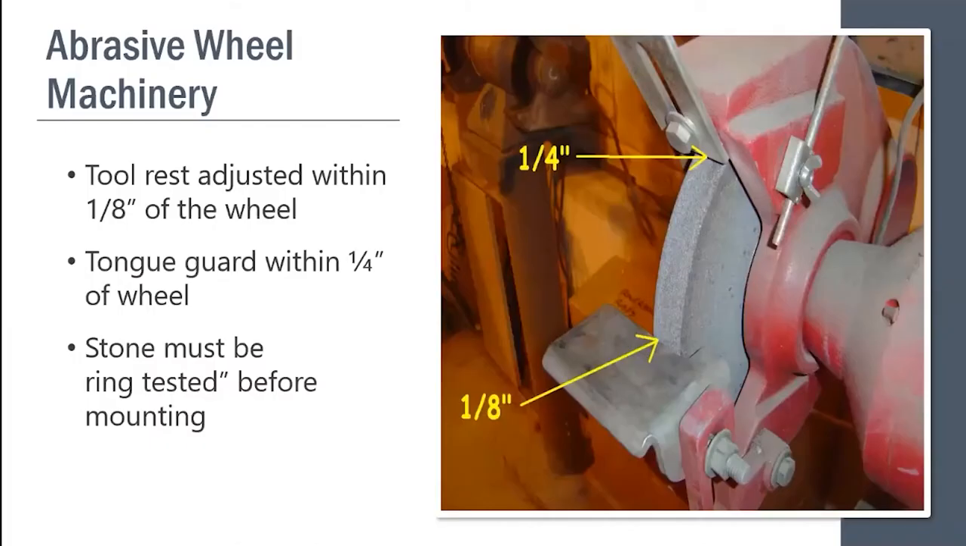This touches both fixed and adjustable guards. Bench grinder is probably one of the most ubiquitous tools we see around, and one of the most common ones with violations. The tongue guard and tool rest are both part of the guarding system on a bench grinder, and they have specifications, as we see here, to how they need to be adjusted to the wheel as the wheel erodes down during use.